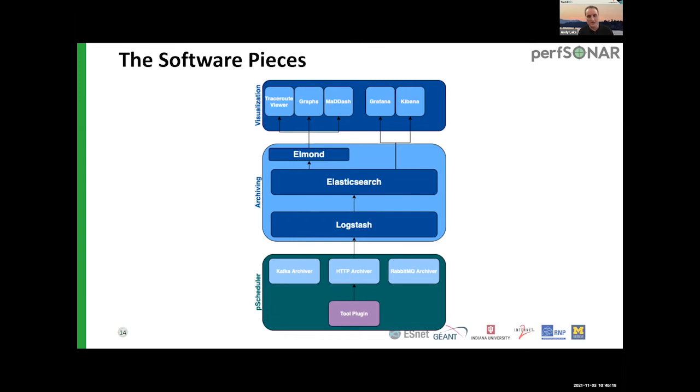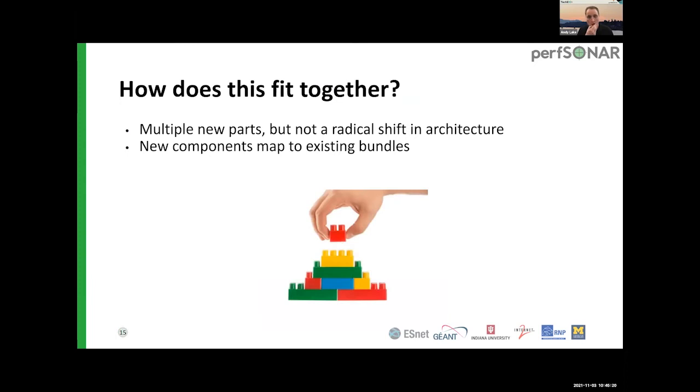So that's our main goal. And then next slide. All right, we have multiple new parts, and we're swapping out this piece. As I mentioned, there's not a radical shift in the architecture. A lot of these new components map really nicely to those existing bundles that I talked about, like toolkit, test point, central management and all of that. So this is the point where I want to hand it off to Daniel and Luan to talk about that mapping and the work they've done to make it as seamless as possible. So Daniel, I'll hand it over to you.